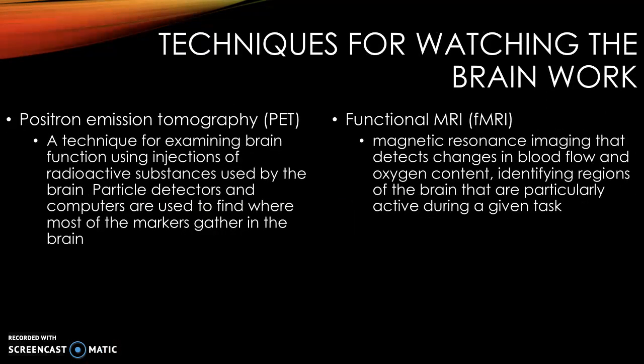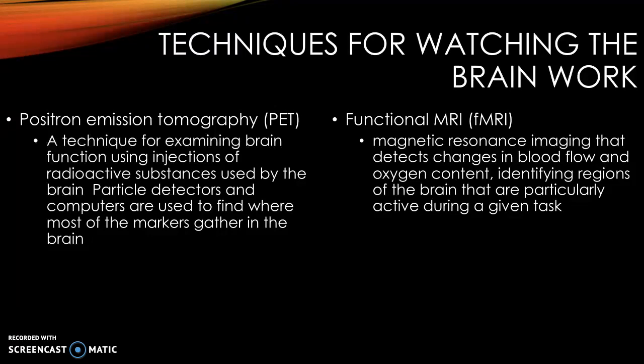There are also techniques for watching the brain work. If you want to go beyond the brain structure, you have to find a way to estimate the brain process, and these are the techniques for watching the processes of the brain. The first is positron emission tomography, or the PET, a technique for examining brain function using injections of radioactive substances used by the brain. The particle detectors and computers are used to find where most of the markers gather in the brain.